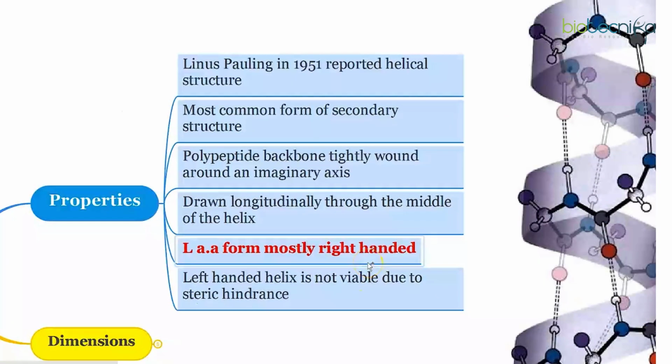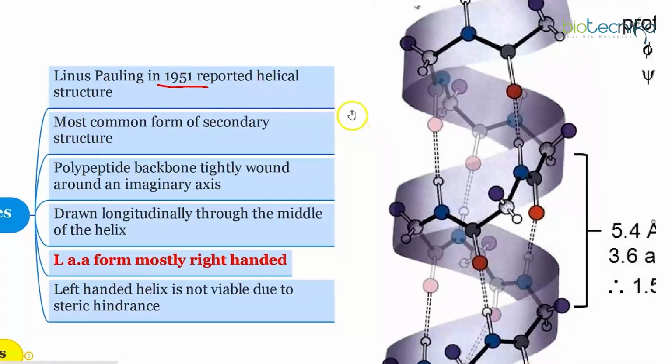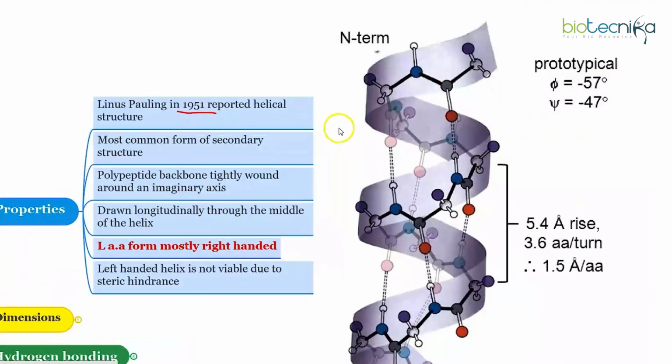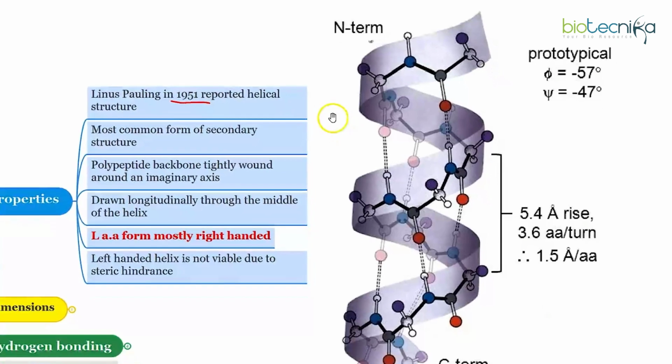Linus Pauling in 1951 reported the alpha helical structure. So why is this important? Because sometimes these are asked in questions about the historical names, so it's better that you know these concepts very well. This is the most common form of secondary structure.